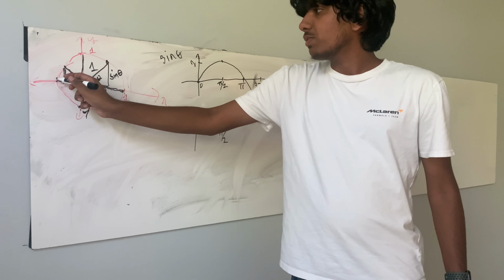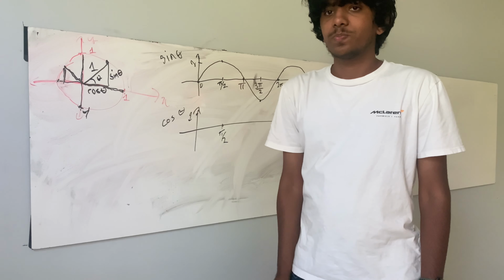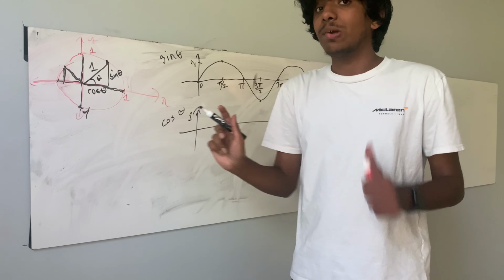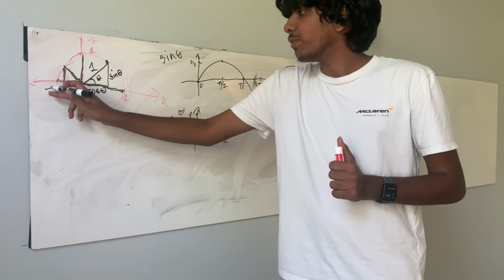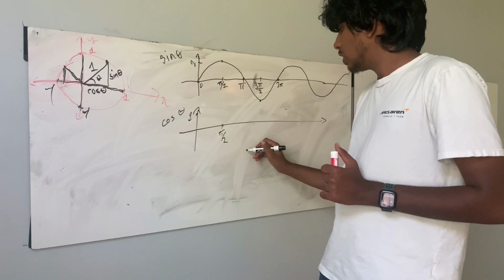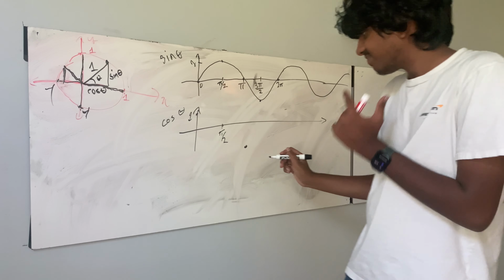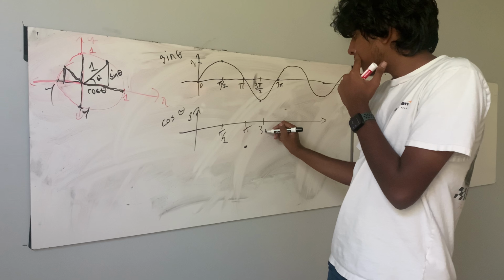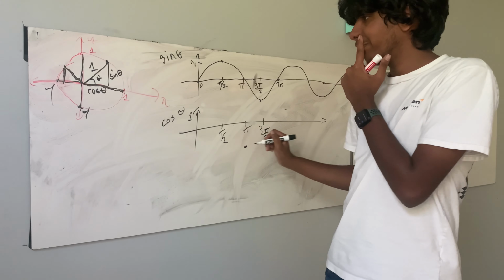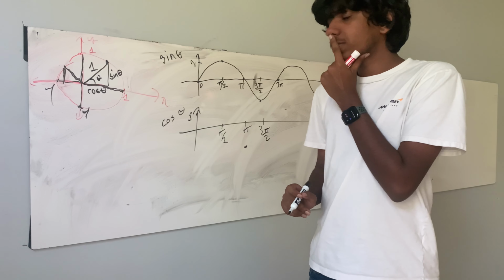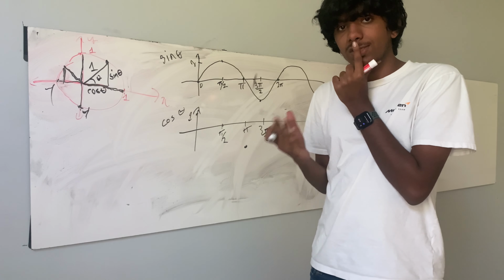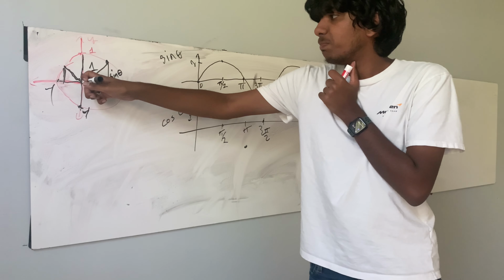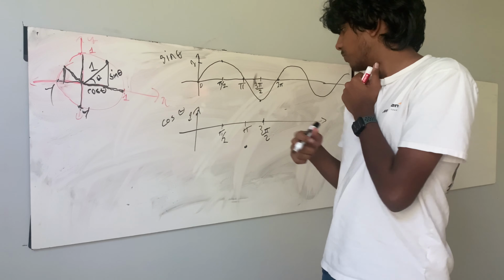What about this length over here? Can you guess? It's -1, not 1. Why? Because we're looking at the x-coordinate, which is -1. So we're going down to -1. That's at pi. Let's look at 3 pi over 2, which is 270 degrees. This one. What is the x-coordinate? It's 0. Because there is no horizontal length between the origin and that point.